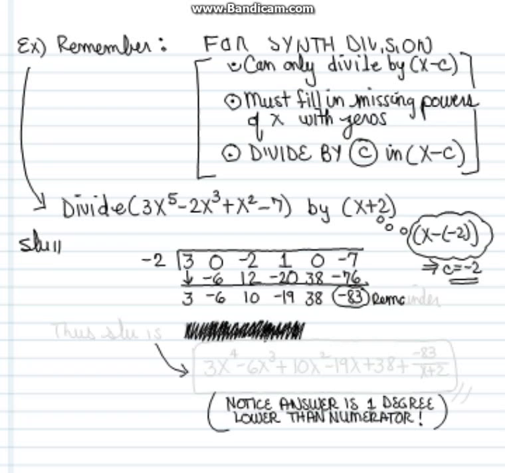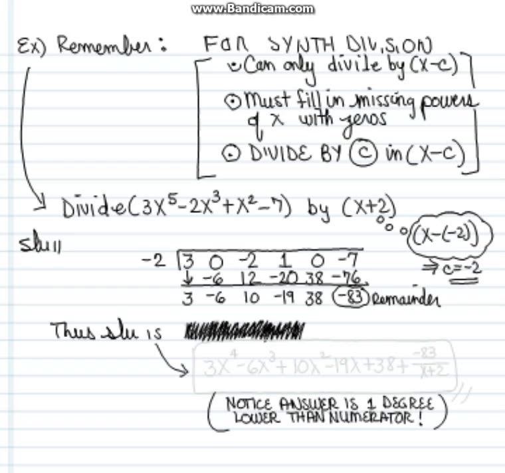That is our remainder. Okay, so now we have to analyze this. Our solution is going to be 1 degree lower than the original question. The original polynomial was 3x to the fifth, so it was a 5th degree polynomial. This one's going to be a 4th degree polynomial. So we're going to start by taking the first number on the bottom row, the 3, the negative 6, the 10, the negative 19, the 38, and the negative 83. Take the first number and multiply it by x to 1 degree lower than the question. So it's 3 times x to the fourth.